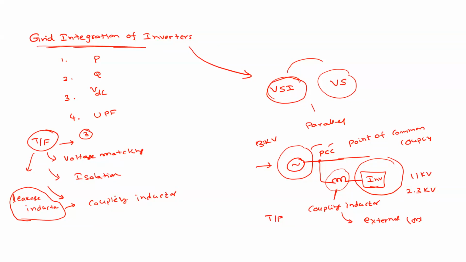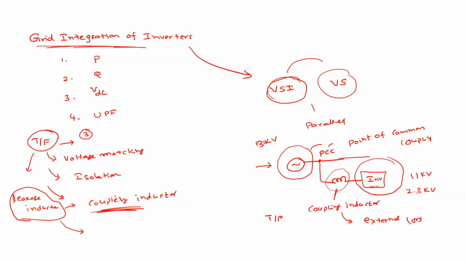So when the inverter is connected to a transformer, the transformer mainly serves three things. One is voltage matching, it provides isolation, and it serves as a coupling inductor. The transformer leakage inductance will act as a coupling inductor. Depending on the leakage inductance requirement, either you use the leakage inductance of the transformer. Normally transformers are designed to have some minimum leakage inductance. Simply, we require some inductance.